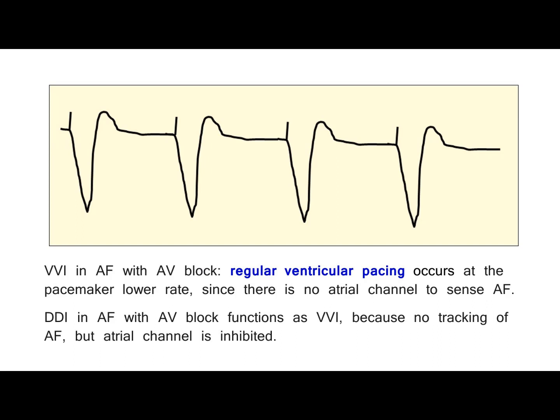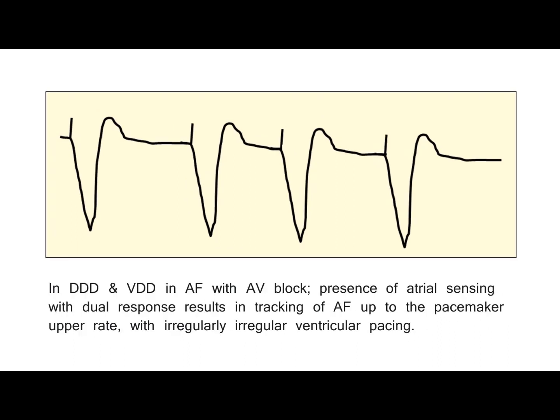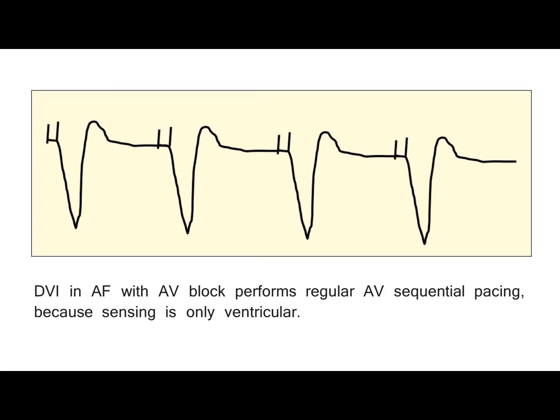VVI in AF with AV block: regular ventricular pacing occurs at the pacemaker lower rate, since there is no atrial channel to sense AF. DDI in AF with AV block functions as VVI, because there is no tracking of AF, as the atrial channel is inhibited. In DDD and VDD in AF with AV block, presence of atrial sensing with dual response results in tracking of AF up to the pacemaker upper rate, with irregular ventricular pacing. DVI in AF with AV block performs regular AV sequential pacing, because sensing is only ventricular.